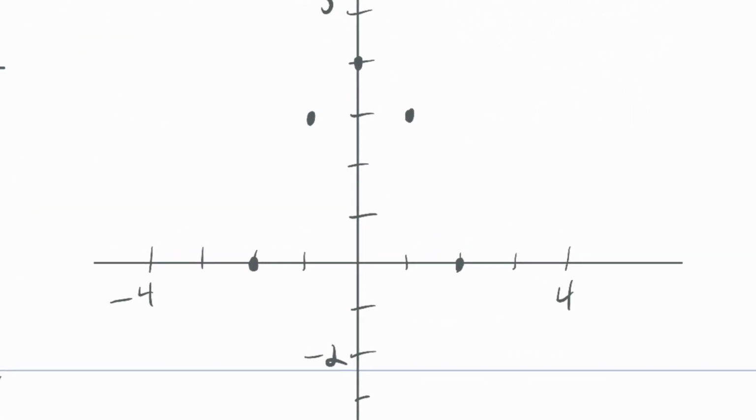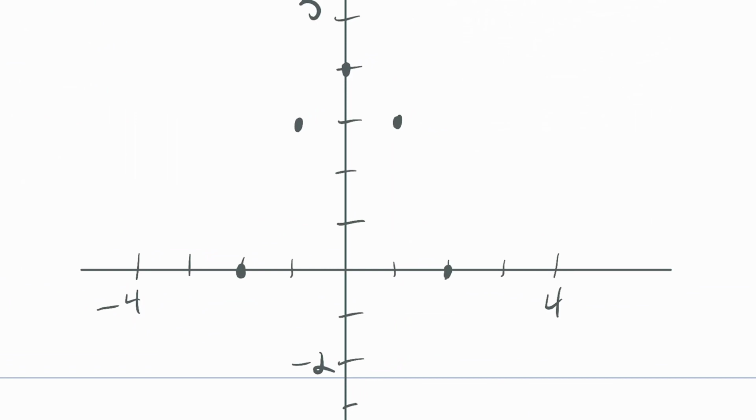Okay, so here, 1.5 is like right here, and 1.75 is like right there. It's like right there.